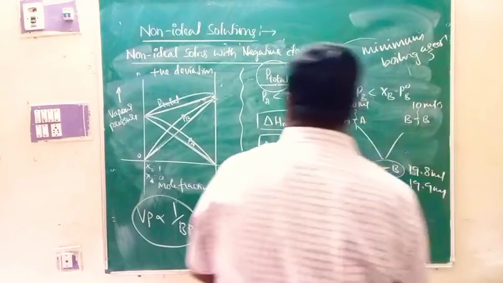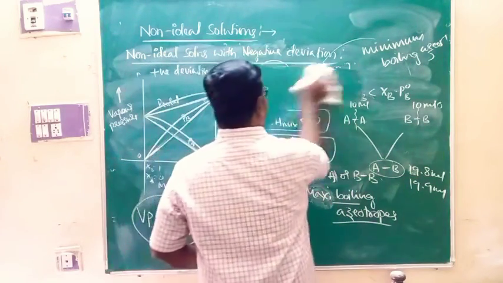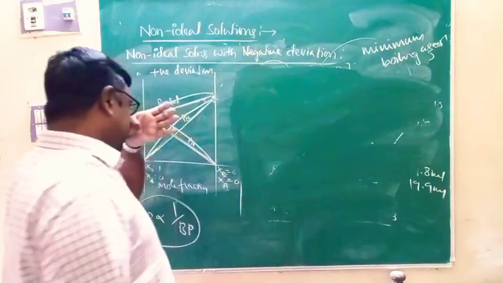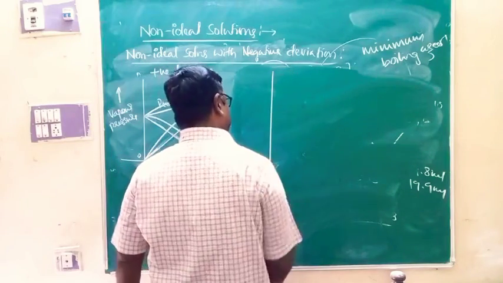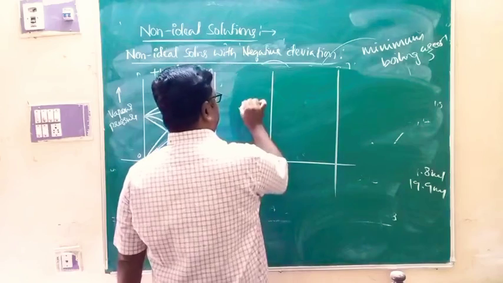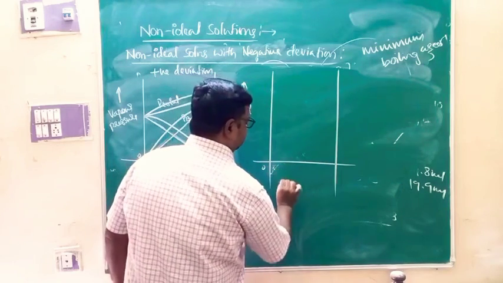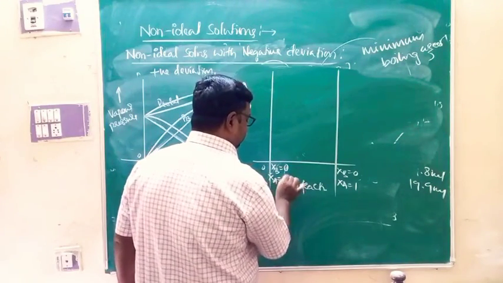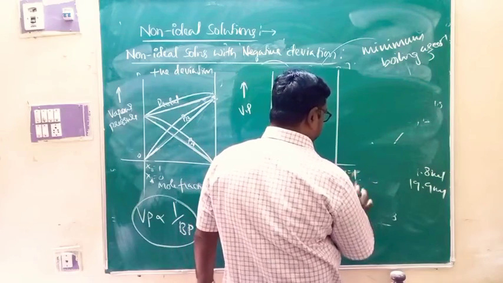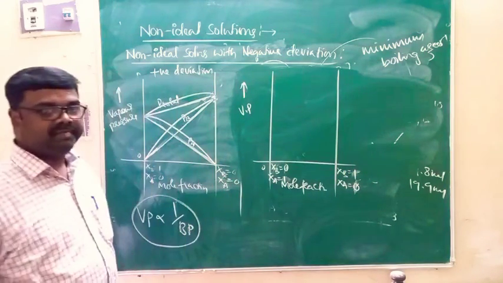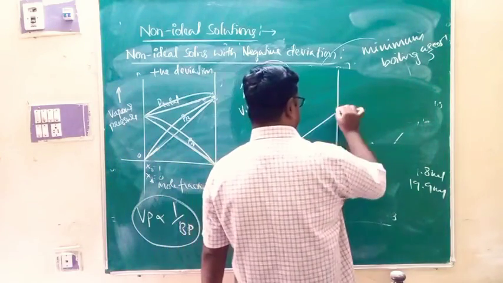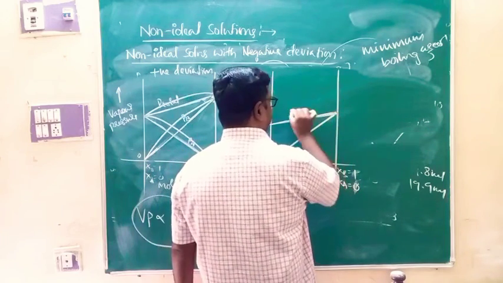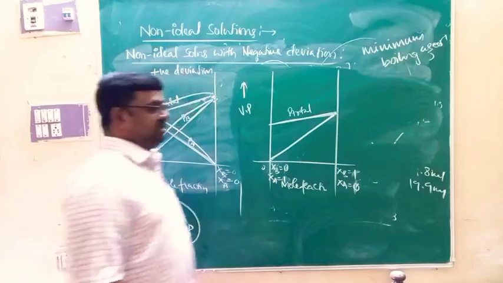If you want to represent that particular aspect graphically, I'll give the graph now. This is the Raoult's law graph for non-ideal solutions with negative deviation. This is vapor pressure along the y-axis. This is mole fraction. Here xB is equal to 0, xA is equal to 1. Here xB is equal to 1, xA is equal to 0. And this is a graph for P total, the total vapor pressure of solution.